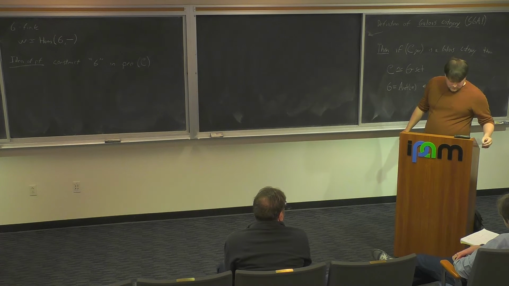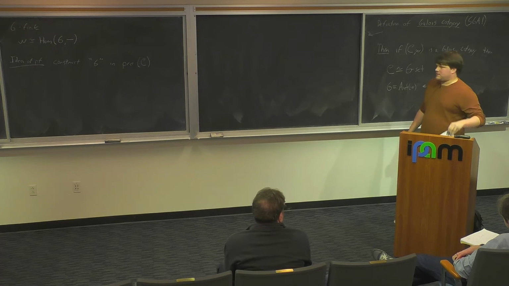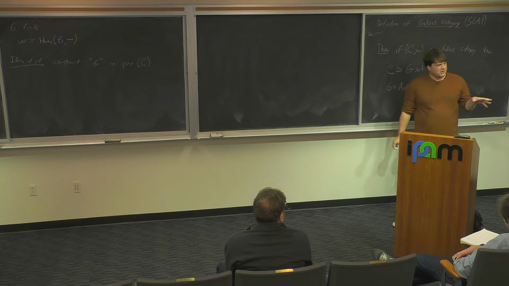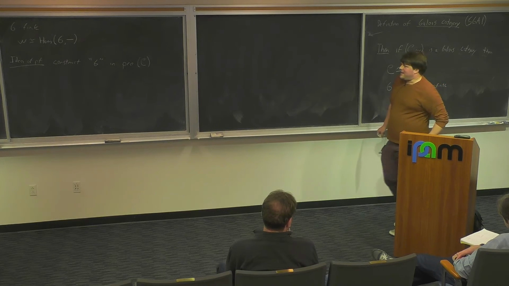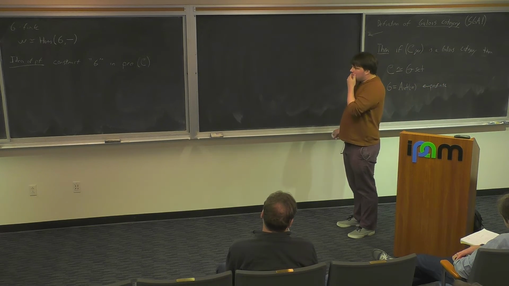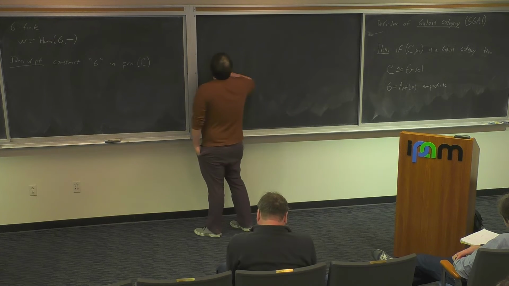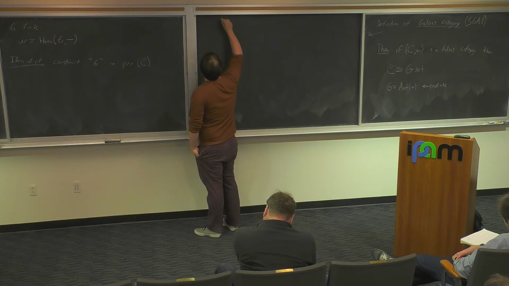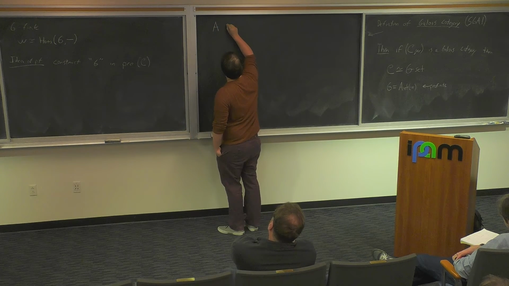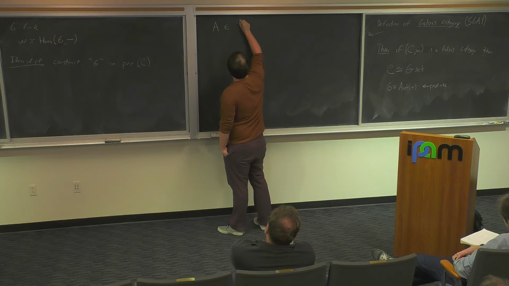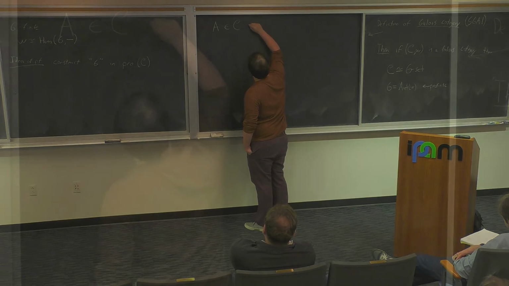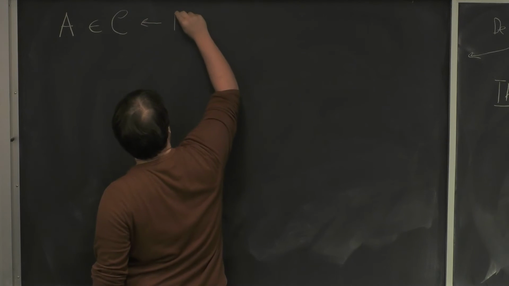All right. I want to make sure I didn't miss anything. So now let me get to the next part of the talk and talk about pre-Tannakian categories. But okay, so suppose I have an object A inside some category C, and this is going to be a pre-Tannakian category.